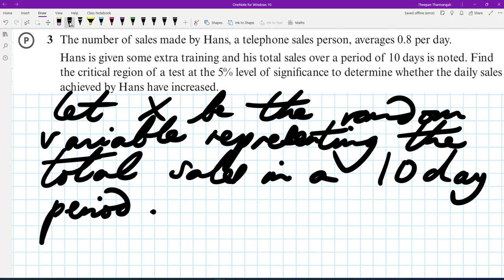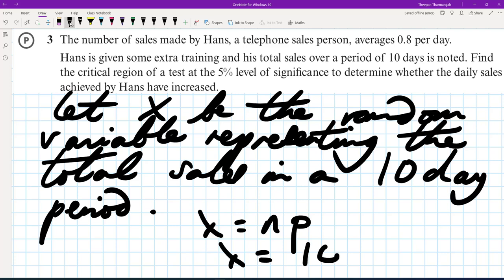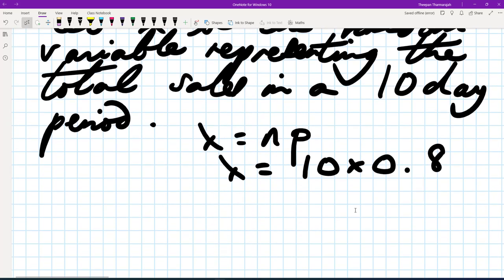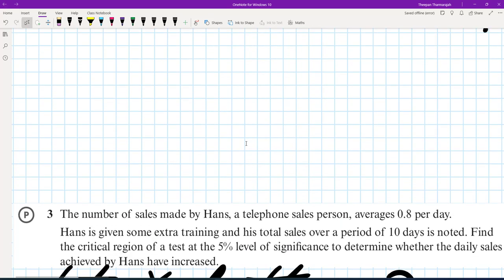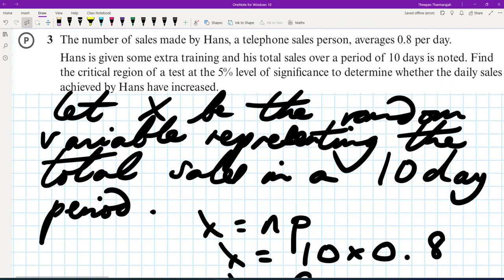Okay, so we defined our random variable. Now we've got to find lambda. So lambda is n times p in our case. Lambda is going to be 10 times 0.8. So we obtain that lambda is 8. So writing our model, X follows the Poisson distribution with parameter 8, we want to find our critical region, and the question is asking to see if Hans's sales have increased, which is a one-tailed test.